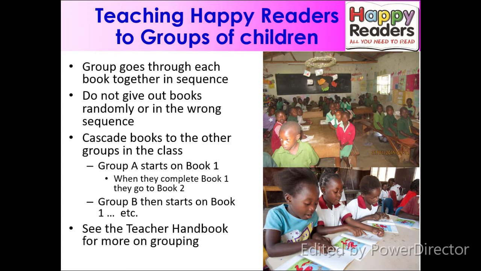So if we look at teaching Happy Readers to groups of children, we want the group to go through each book together in sequence. And again, we reiterate, children must read the books in sequence. What we do not like to do is to hand the books out randomly to children and they just swap around. Because if they do that, they will not get the benefit of the progressive approach, because Happy Readers depends on children doing the books in sequence, because we gradually build on top of the learning in each previous book.